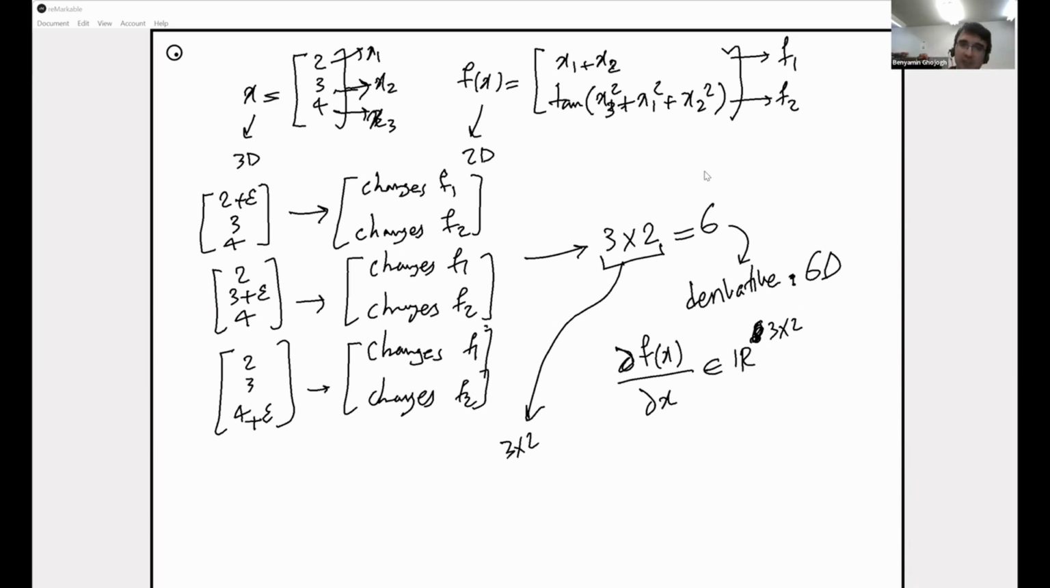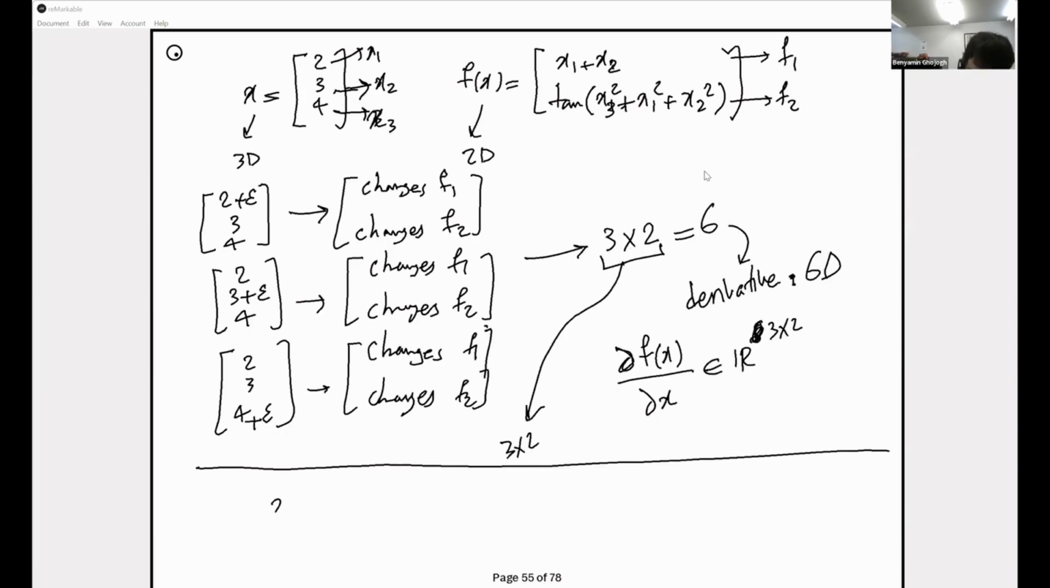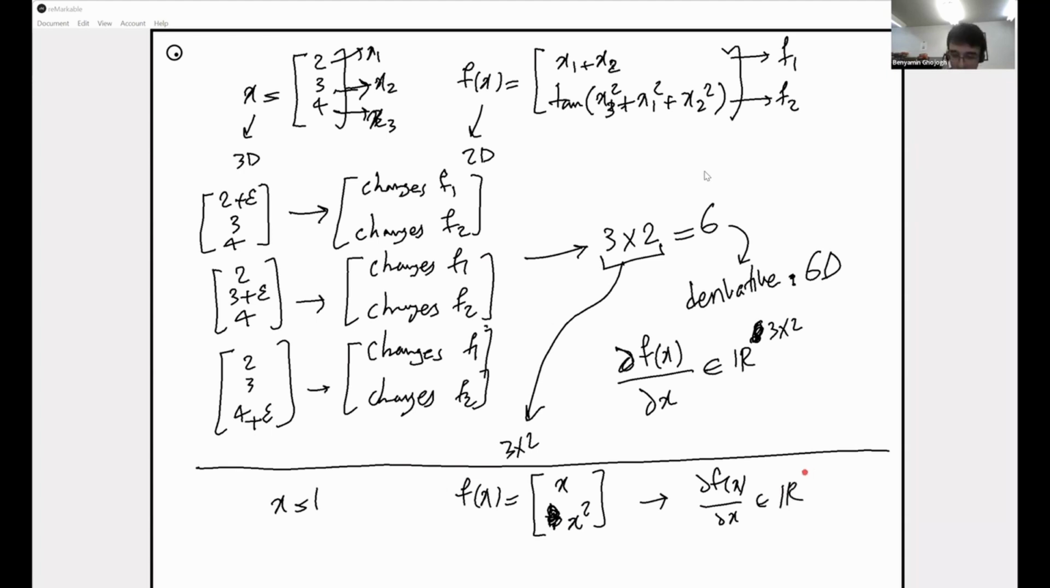So here we had the derivative of a scalar with respect to a vector. We might have a derivative of a vector with respect to a scalar. For example, we might have this example: x is a scalar, however f of x is a vector, with components of x and x2. This input is a scalar, output is a vector. So the derivative of this is a vector.